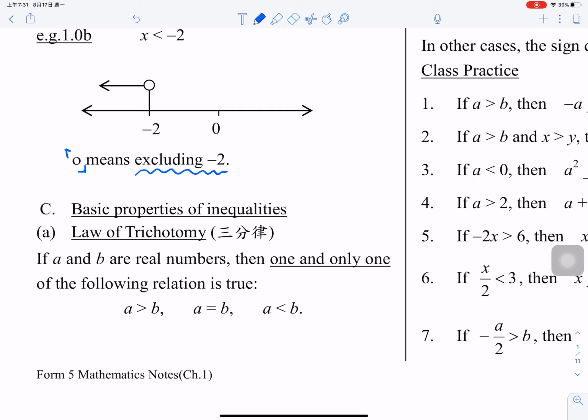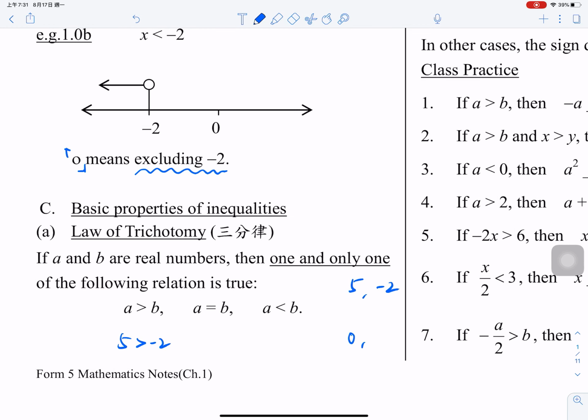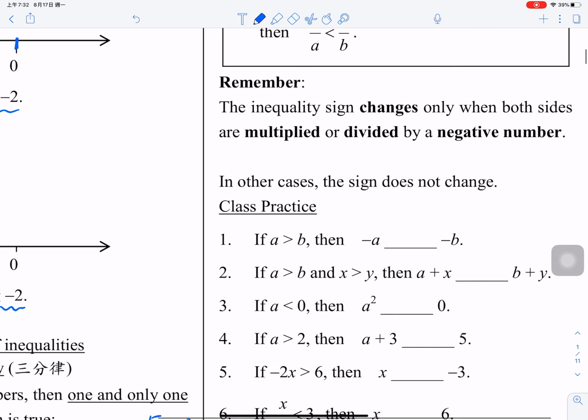For example, you have 5 and -2. So you say that 5 is greater than -2, right? Or two more, 0 and 101. Then you find that 0 is smaller than 101, right? How about equal? If two values are equal, then equal, right? -3 and -3.